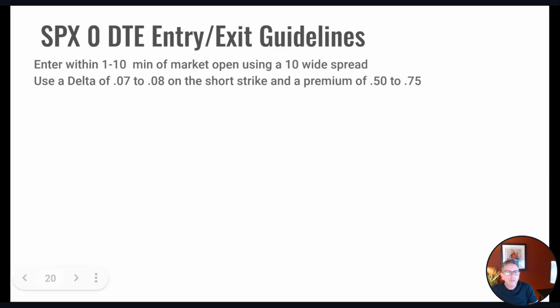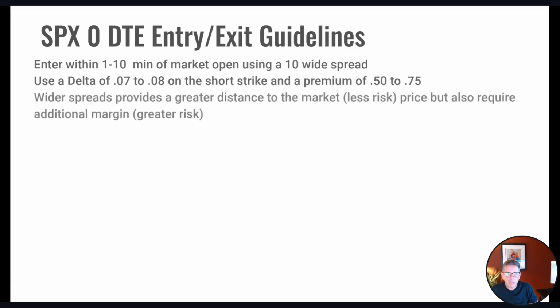Okay, the delta of that, one of the Greeks, that I use for the short strike is 7 to 8 on the short strike, and a premium of 50 to 75 cents. So that's basically what I do when I trade these.